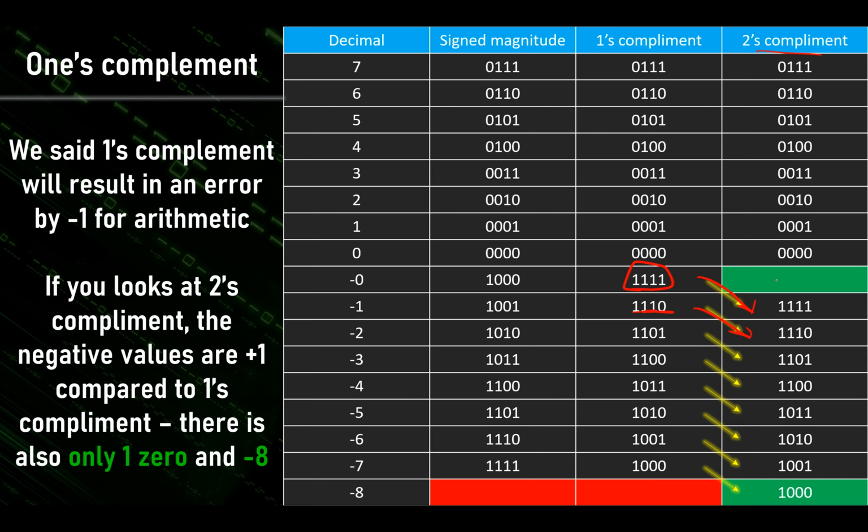The reason for that is that here we don't have this negative 0. Because we don't have this negative 0, that's why it gets pushed down to the next value, which in this case is minus 1. Because they get pushed down, that also means we get the advantage of having this minus 8 as well. So we see 2's complement has 2 advantages: 1, we only have 1 representation of 0, and 2, we also get this extra value.